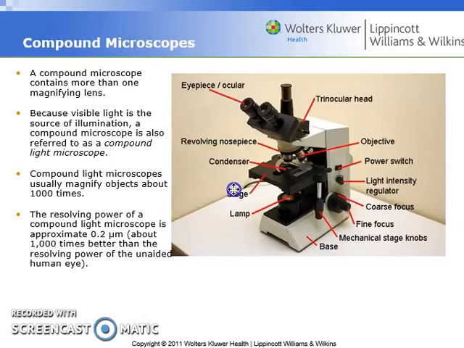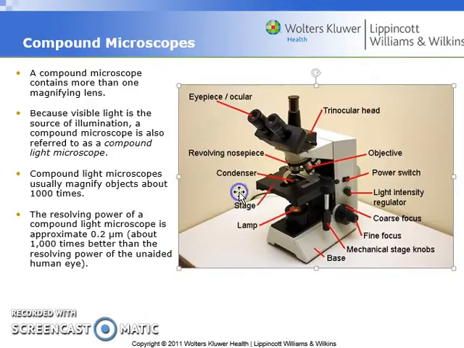And so you also have a number of other lenses that are fitted inside this microscope to help allow the light to bend in order to view the microbial specimens that we hope to observe. So again, the key caveats here are that compound light microscopes typically magnify objects up to about 1,000 times their normal or actual size.